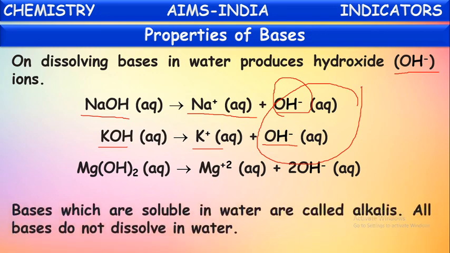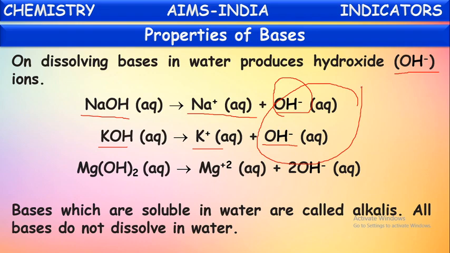Bases which are soluble in water are called alkalis. There are different kinds of bases, so many bases are there. Out of these, most of them are soluble in water. Those bases which are soluble in water are called alkalis. Some bases are not soluble in water. They are not called alkalis.